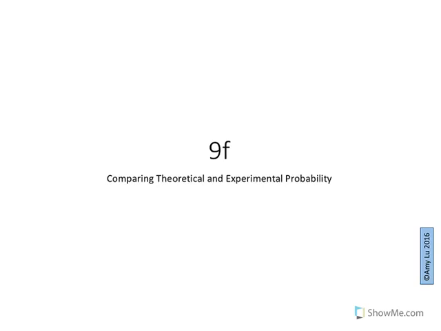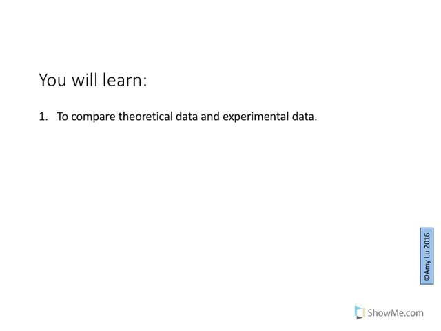This is chapter 9F, where we will be comparing theoretical and experimental probability. This chapter is essentially wrapping up most of chapter 9, and we're comparing theory and experiment.